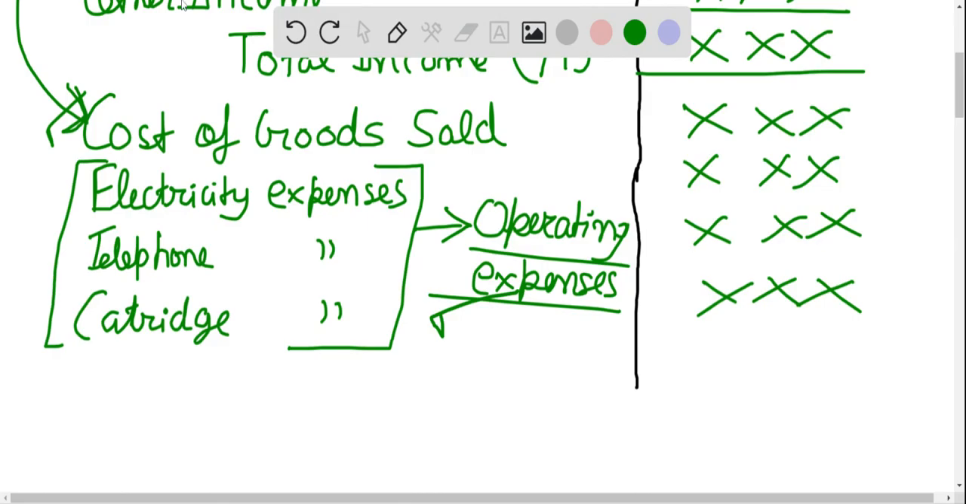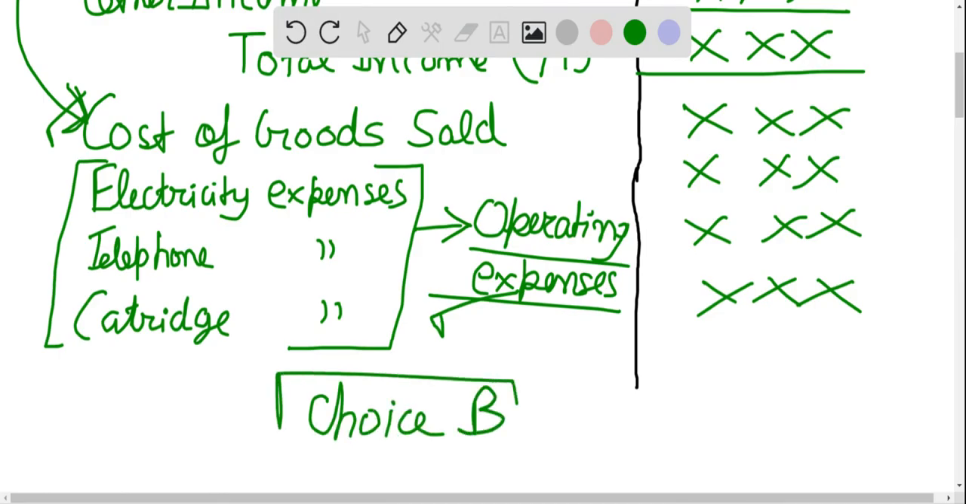So in that case we have identified our solution, and that matches with choice B. Advertising expenses will not be considered as cost of goods sold, it will be aggregated under operating expenses. So choice B is the correct answer. That's all for our solution.